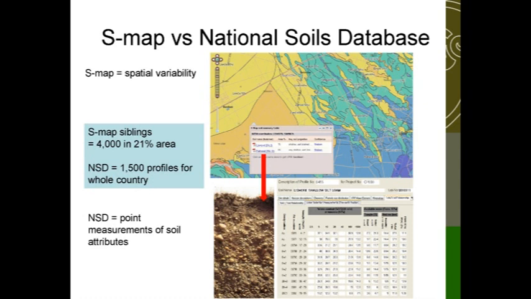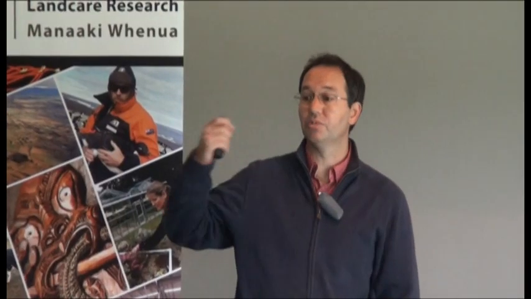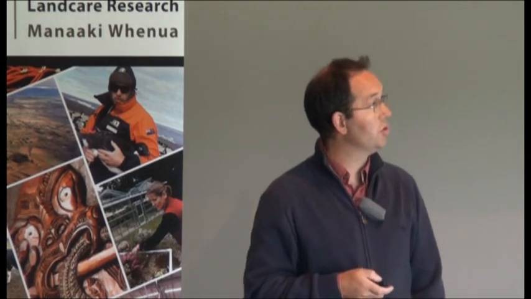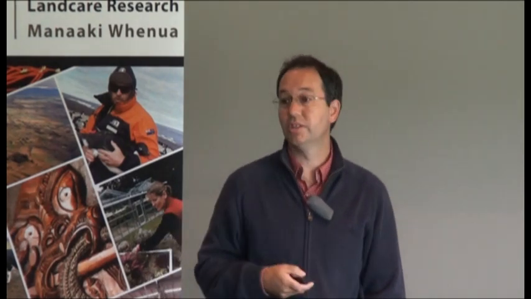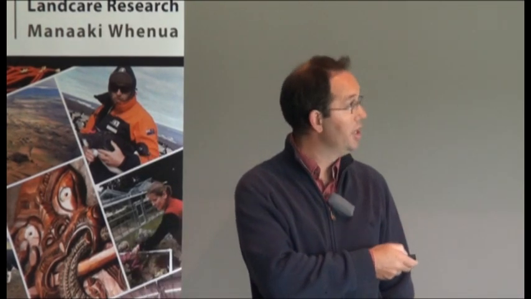The big challenges we have: we're up to 21% of the area. We've identified about 4,000 unique, what we call siblings or soil types, in that area so far across New Zealand. These are soils which have different attributes of one form or the other. The National Soils Database, which I'm going to talk about in detail in a second, only has about 1,500 profiles for the whole country. So you can see there's the mismatch between these two. We don't simply have enough analytical data for all of the range of soils that are out there within New Zealand, and that's going to grow as we add in more areas throughout New Zealand.